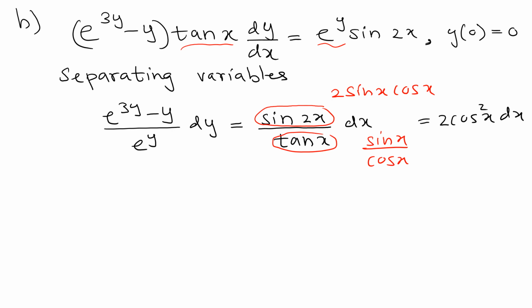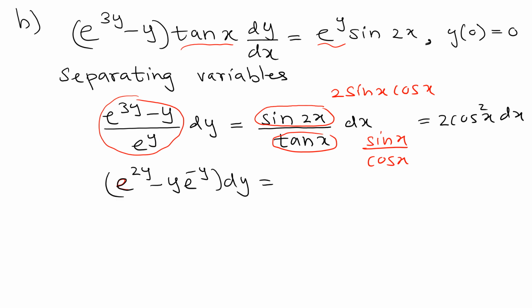And also on the left side, you can divide by e^y. So if you divide by e^y, you're going to get e to the 2y minus y e to the negative y, if you bring all the terms to the numerator, and the dy. That's what is on this side. On the other side, what we have is 2 cosine squared x dx. Now we can integrate both sides.